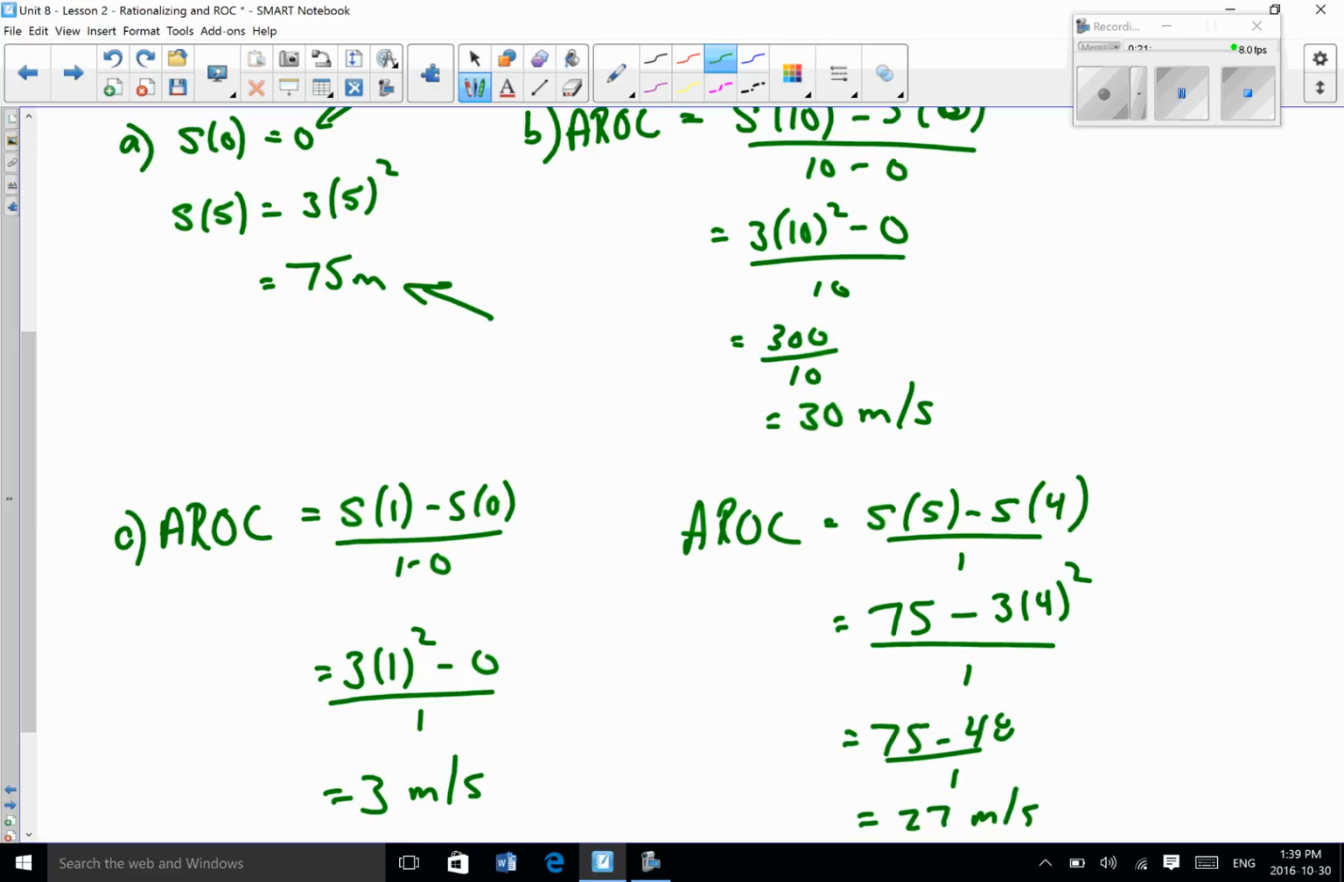So as you can tell, it's picking up speed, right? It started at 3 meters per second in the first second. By the fifth, that's 27 meters a second.